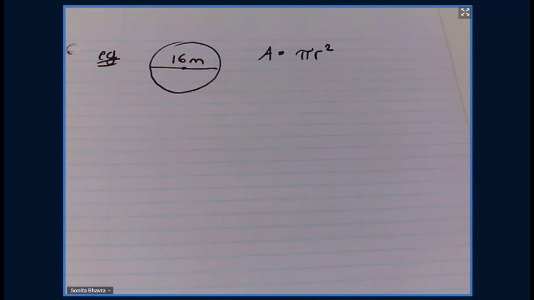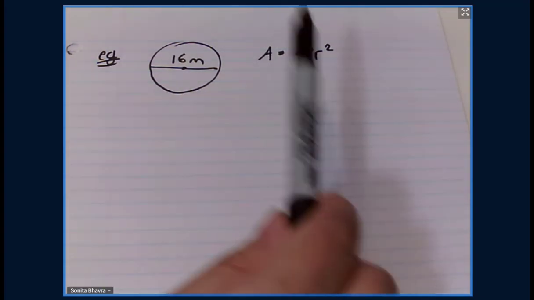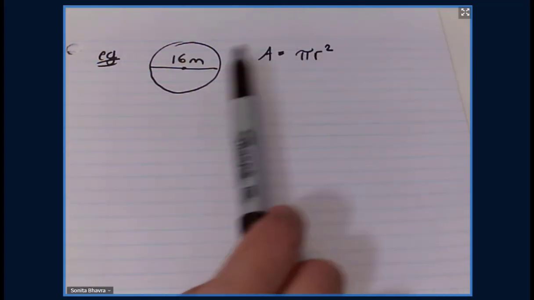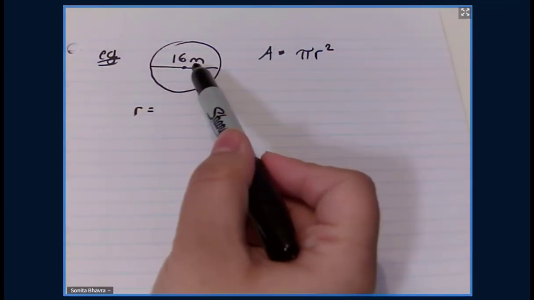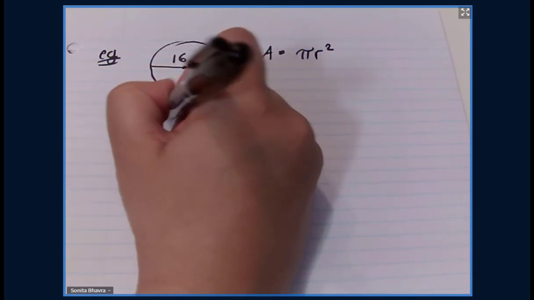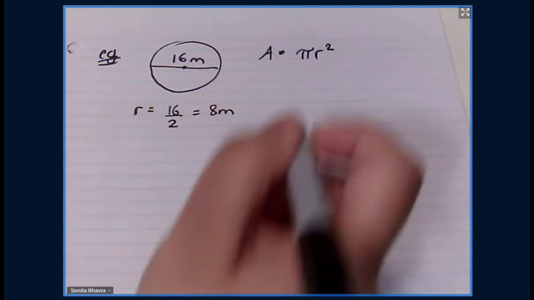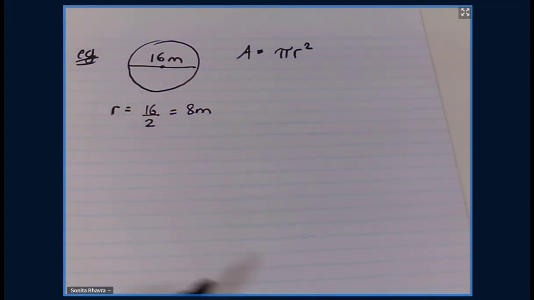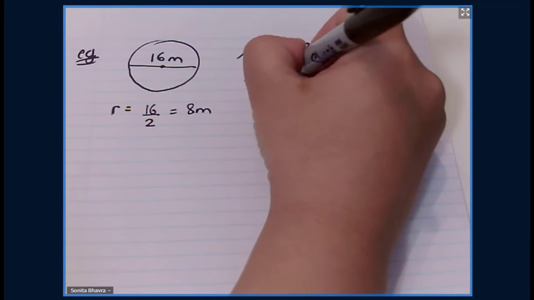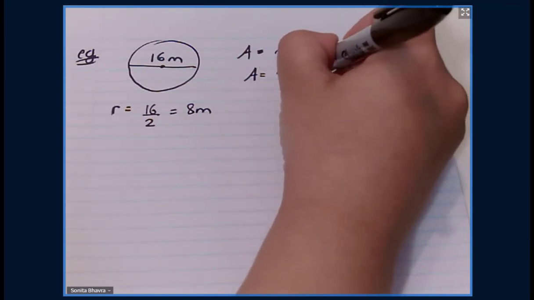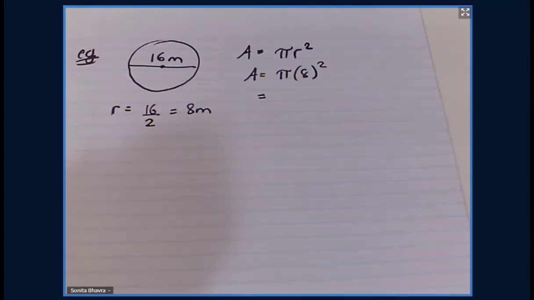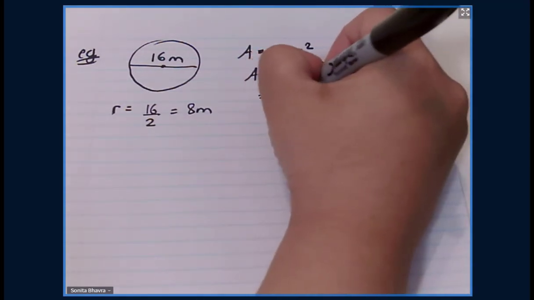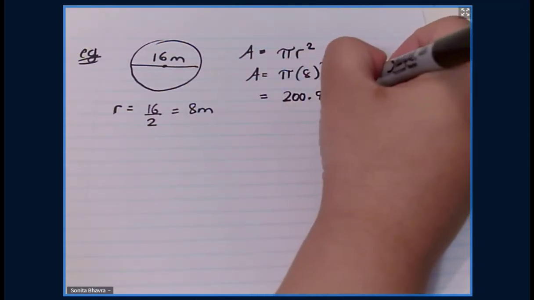In this example, we have a circle, and we're given the diameter. The first thing we have to note is that we need radius, not the diameter. Radius can be calculated by taking the diameter and dividing it by 2. So 16 divided by 2 is 8 meters. Once you have your radius, we can put that into our formula. So pi times 8 squared. Again, it's just the 8 that's being squared, so it's 8 times 8 times pi, which gives me 200.96 meters squared.